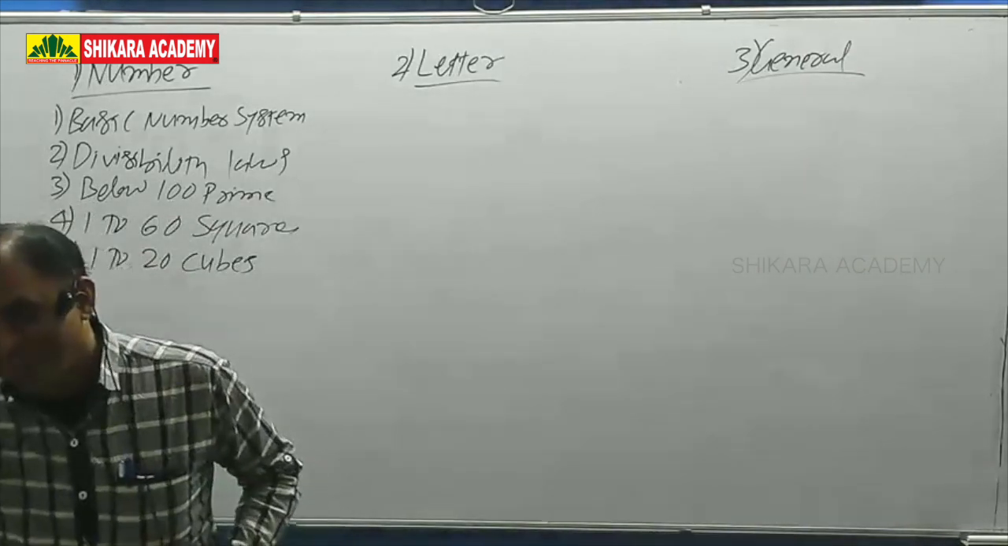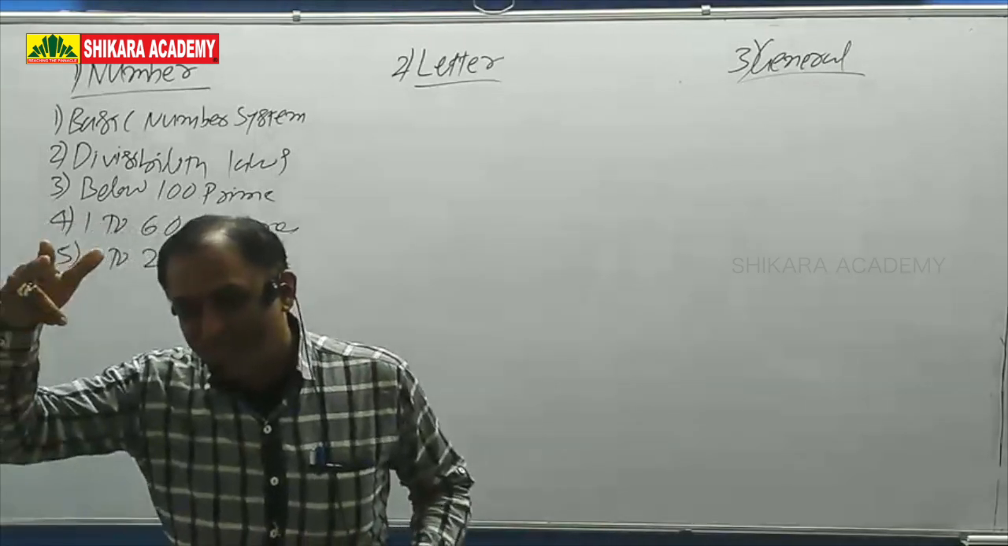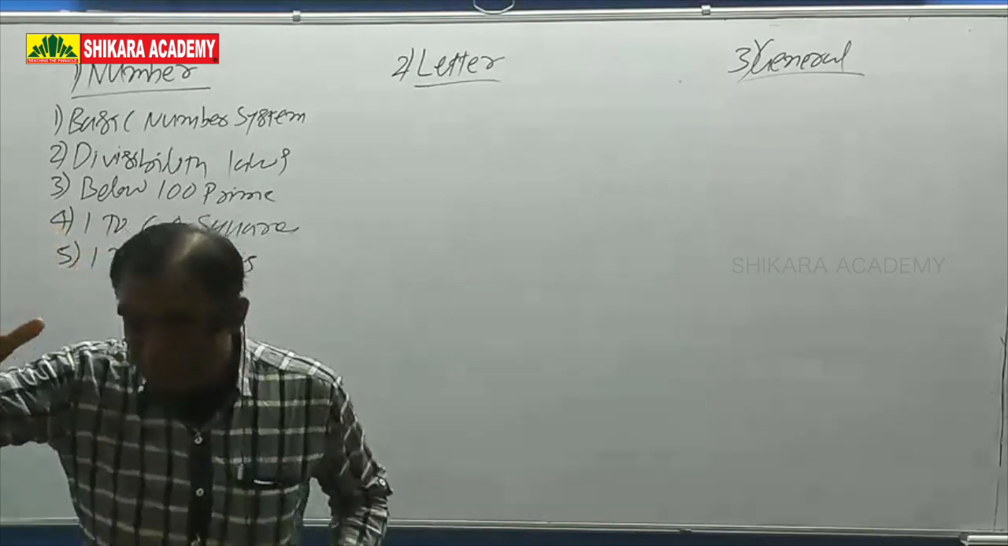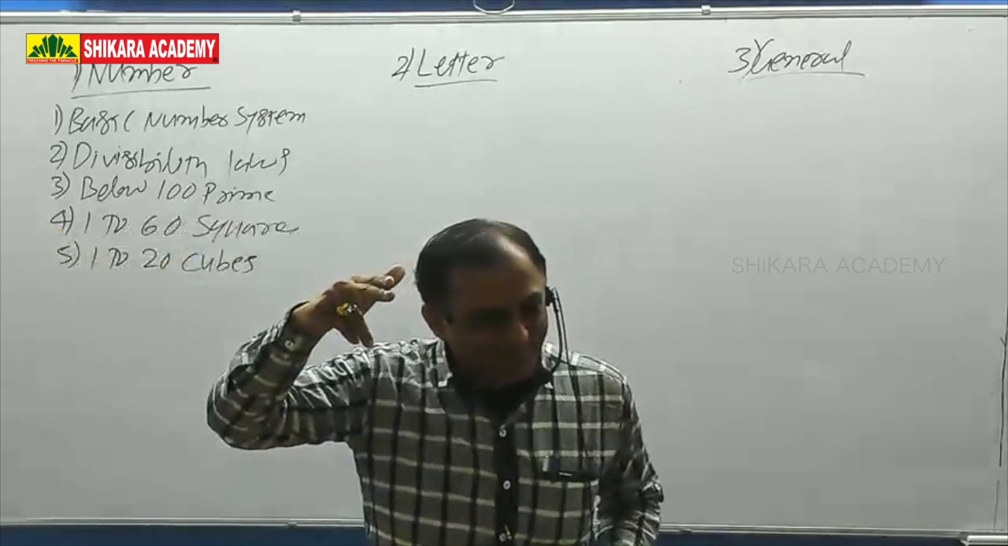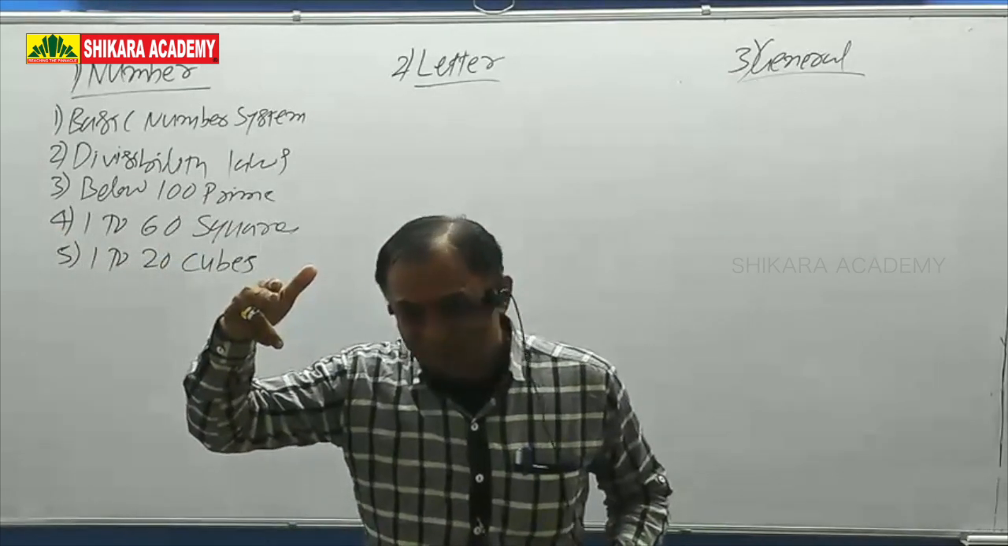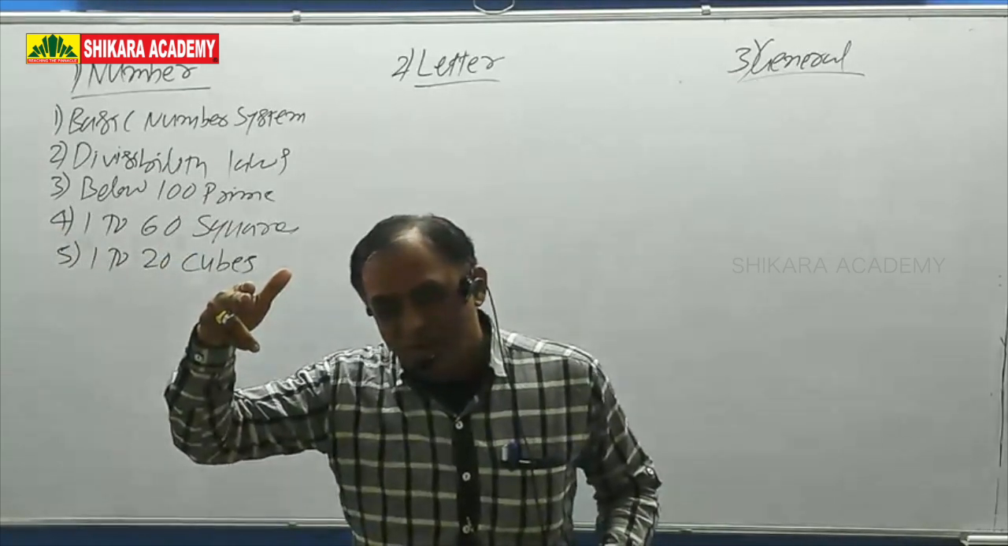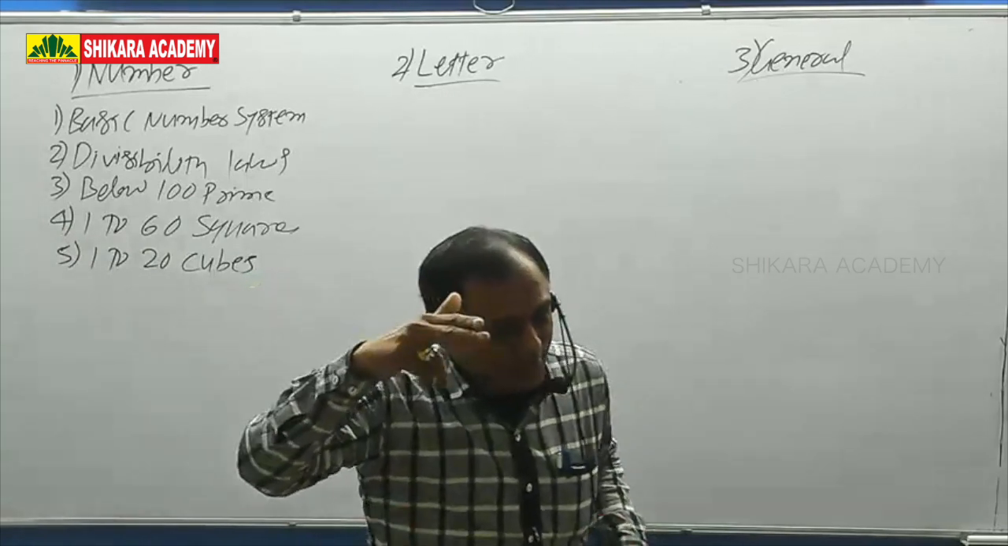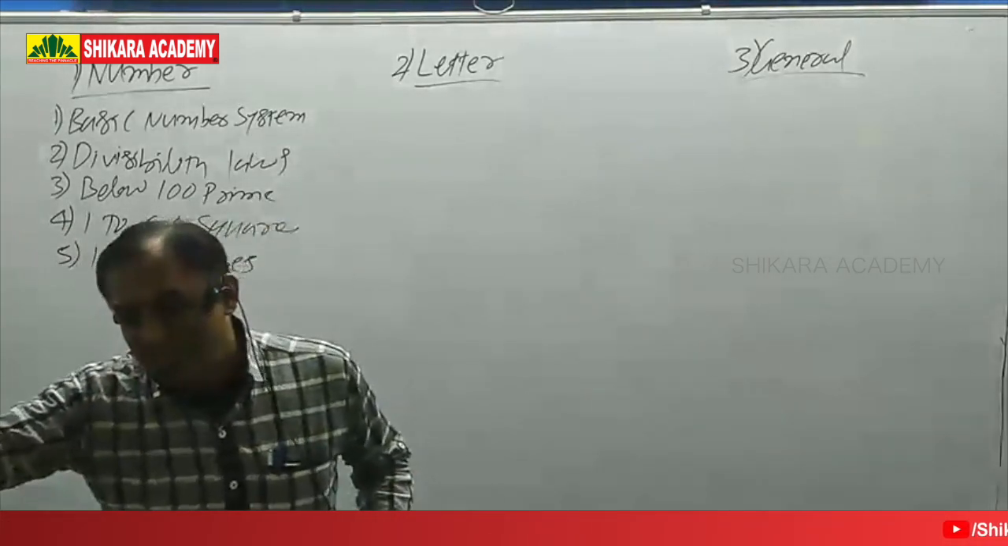10 cube is 1000. 11 cube is 1331. 12 cube, Ramanujan's number minus 1. What is Ramanujan's number?